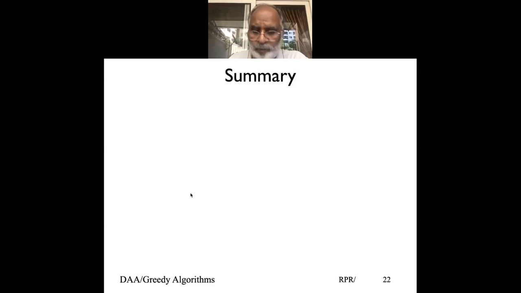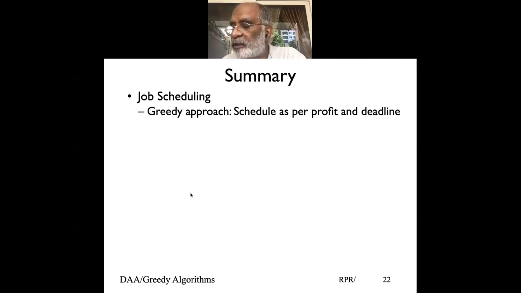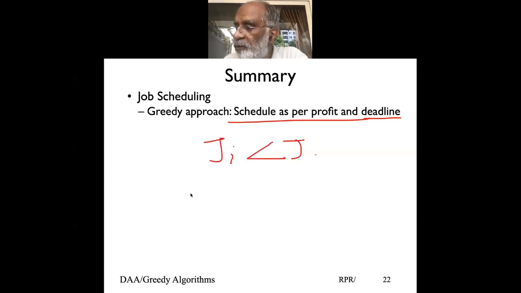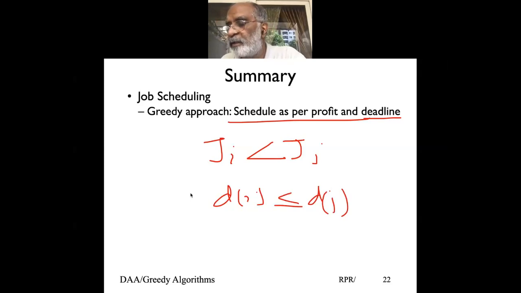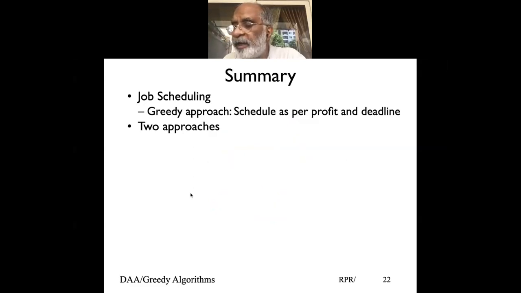So this essentially is what we did, called job scheduling. We used a greedy approach, meaning we order the jobs in non-increasing order of profit and make sure the jobs are scheduled as per the deadlines. That means job Ji will be scheduled before job Jj if Di is less than or equal to Dj. Maintaining that, we always look at jobs in order of profit, ensuring that deadlines are honored, using a greedy approach.